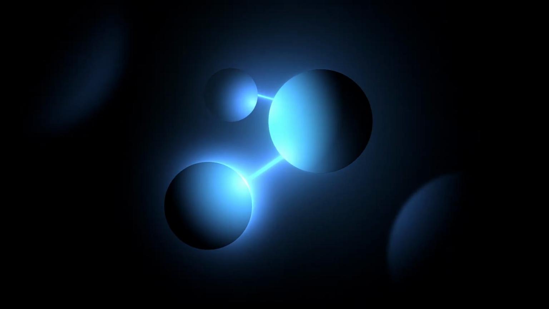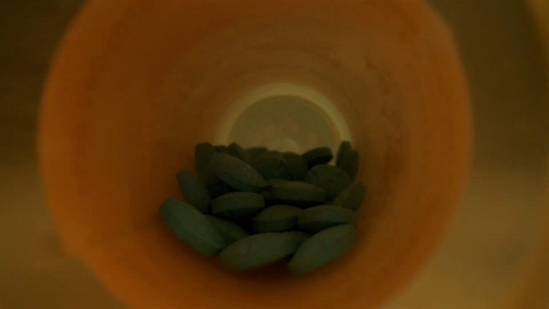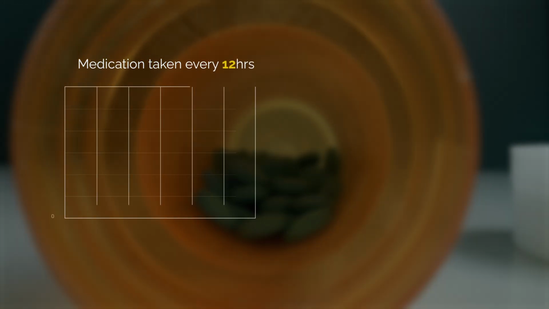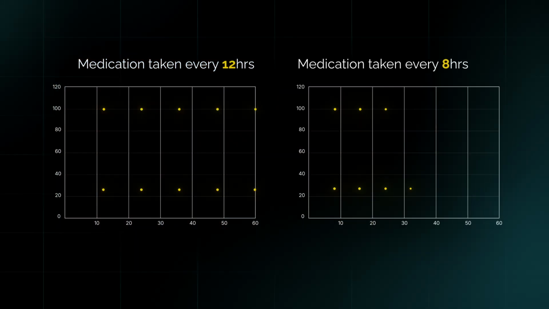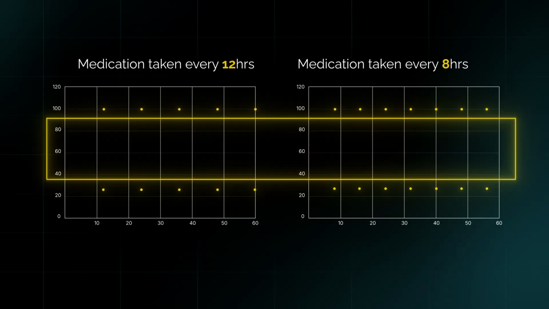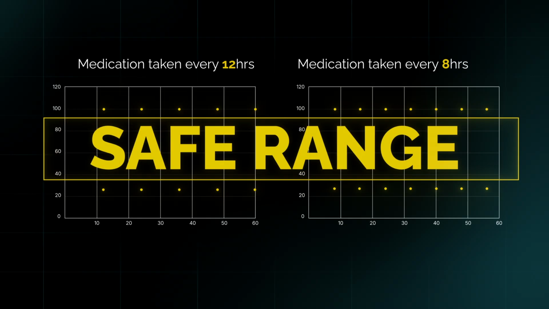Let's break this down and see how kinetics impacts medicine and beyond. Let's say my mother takes two medications, one every 12 hours and the other every 8 hours. The timing difference is simple. We need to keep the drug concentrations in her blood within a safe and effective range.